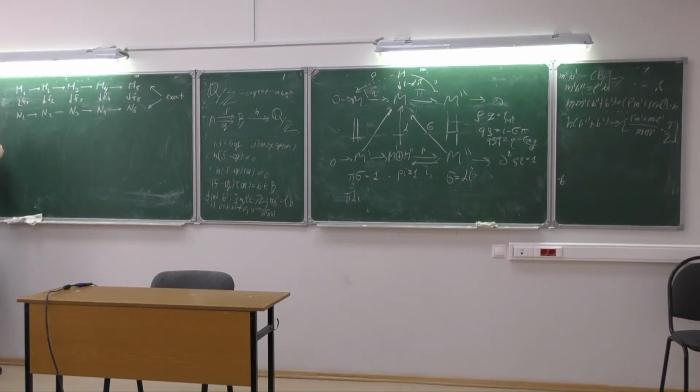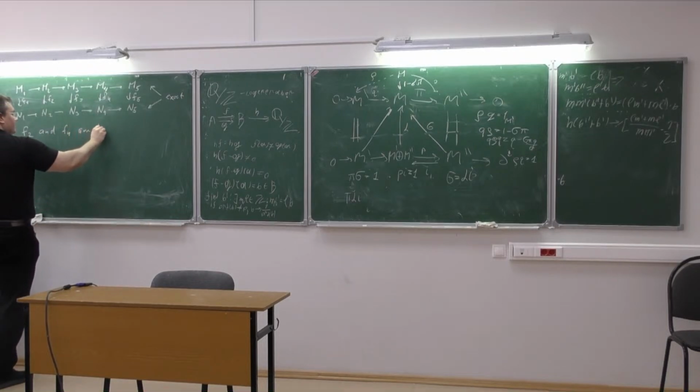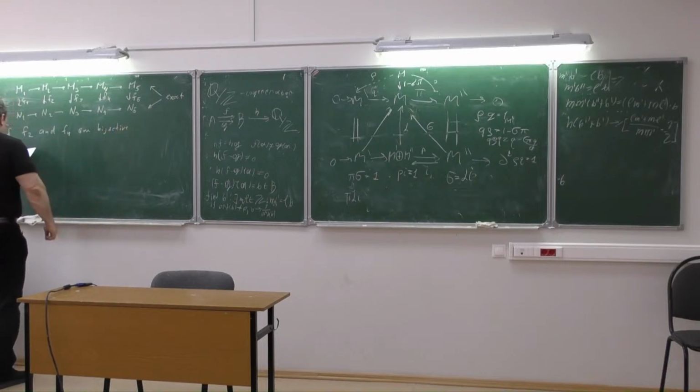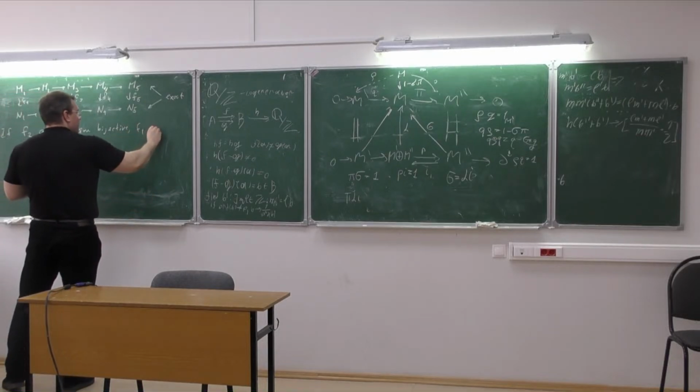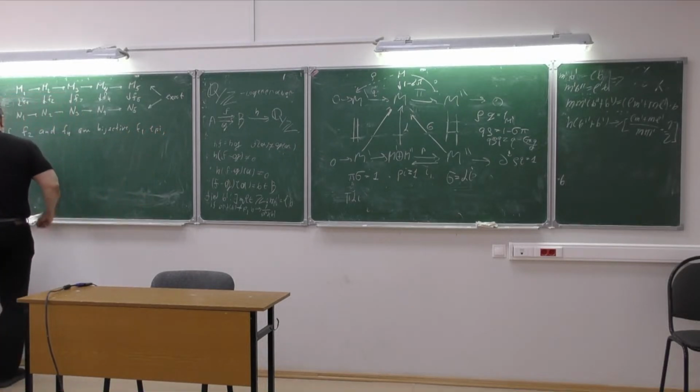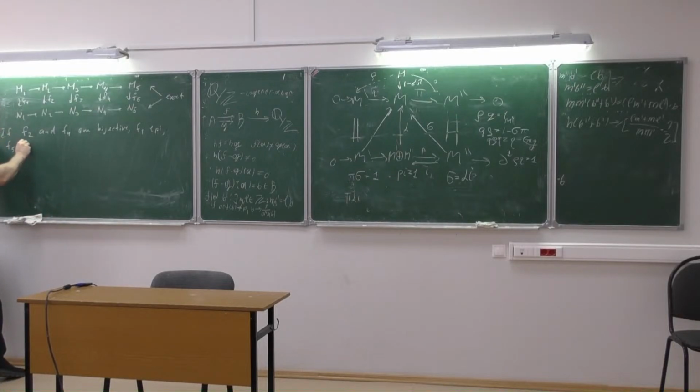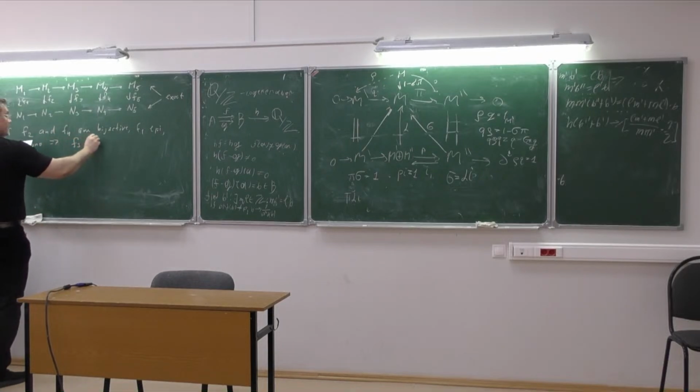So then we can show the following. If F2 and F4 are bijective, F1 is epi, F5 is mono, so then F3 is an isomorphism.